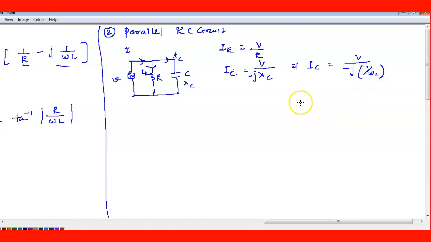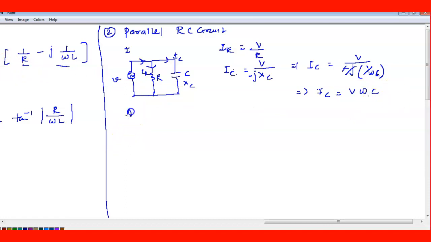So we can write here, IC is equal to how much? 1 upon minus j is j. So this minus and this minus will get cancelled, and we can write V omega C. Okay, this omega C is not a script here. This is C, the capacitance value. This is omega C, right?